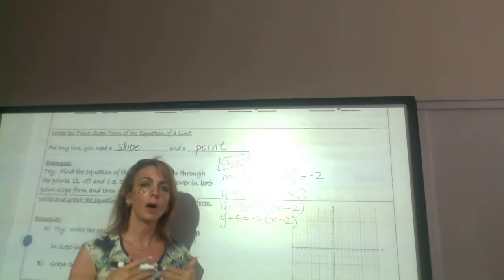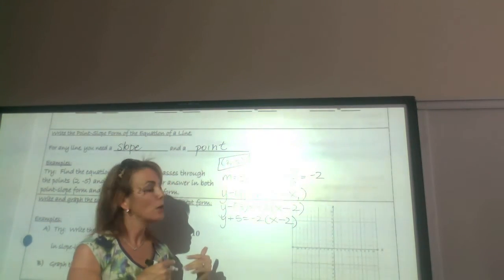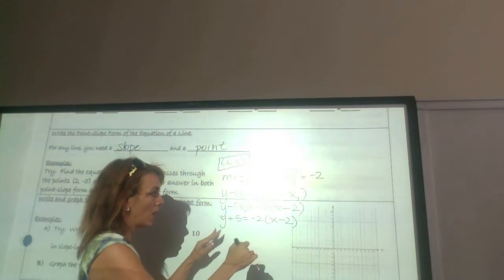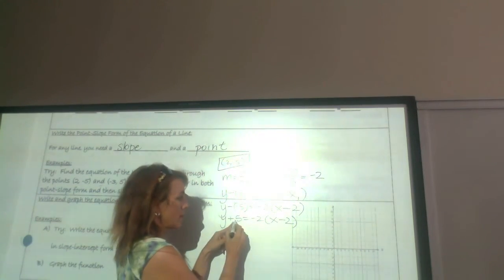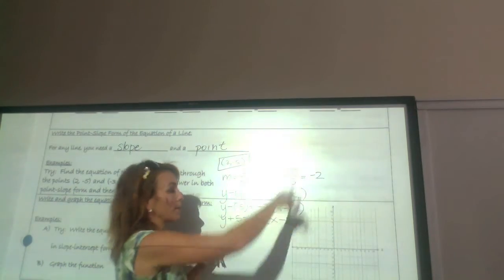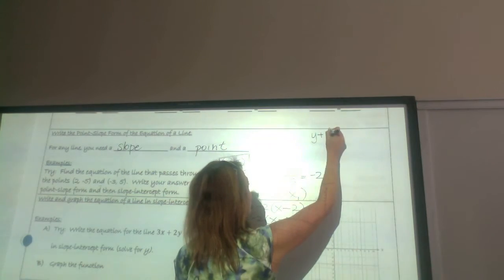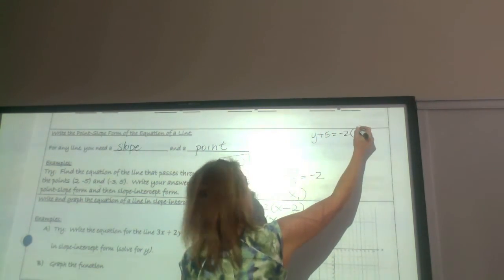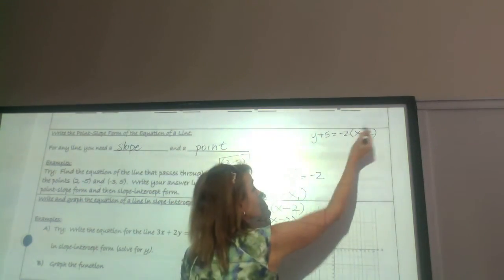Now the example also said write it in both point slope and slope intercept form. So to change this to slope intercept form, it's really easy. All we're going to do is distribute this -2 through, and then we're going to move this -5 to the other side using subtraction. So I had this, y plus 5 is equal to -2 times x minus 2.